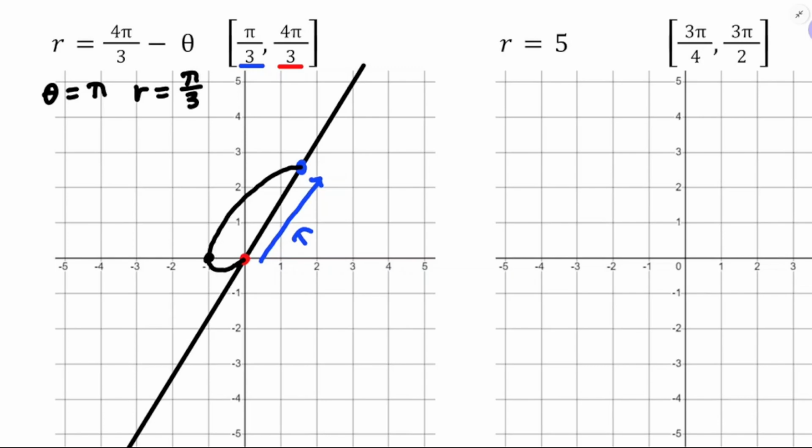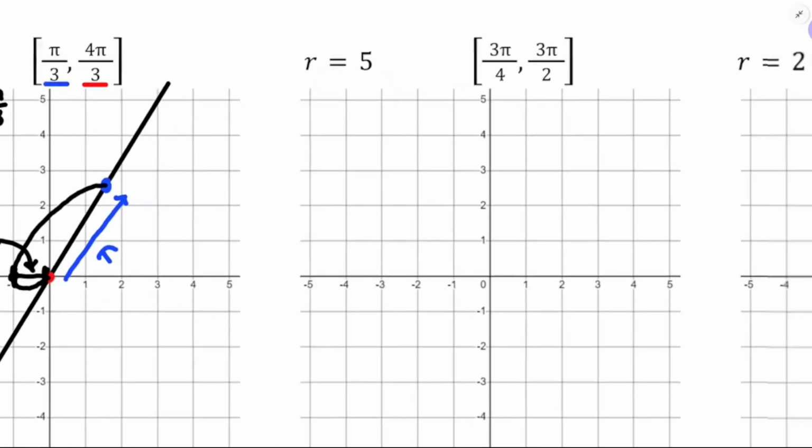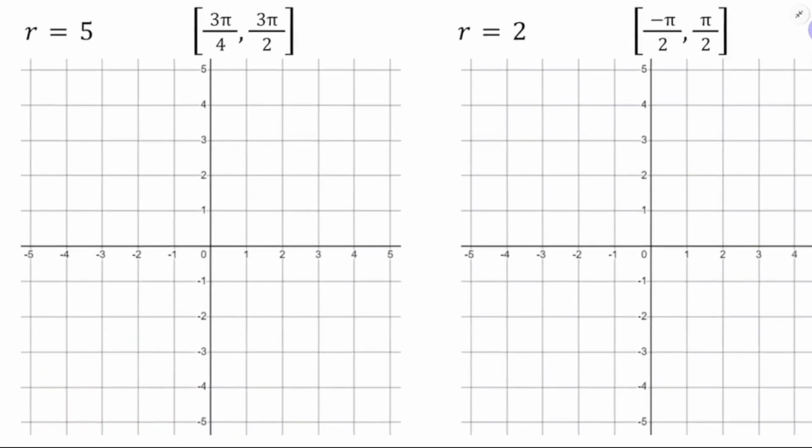Yeah, I don't even know how to label that distance there as pi over 3. Okay, that didn't look great, but that's what I've got. Okay, r equals 5, that's a circle with radius 5 from 3 pi over 4 to 3 pi over 2. Alright, so those are kind of going to be the bounds of my graph. And I'm going to say, all right, well, r equals 5 the whole time.